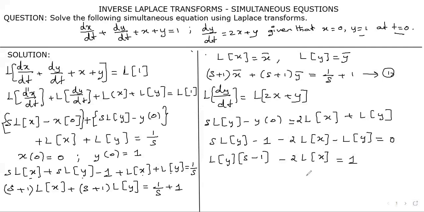It becomes positive 1. And now also you can write L of x as x bar, L of y as y bar. So it becomes s minus 1 times y bar minus 2 x bar equals 1. And this is our second equation. We have to solve these two equations and we have to apply Laplace.